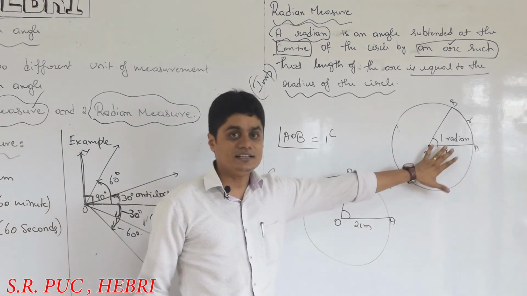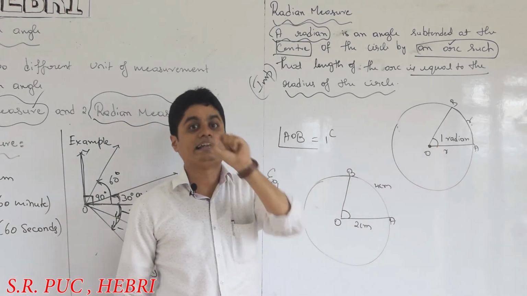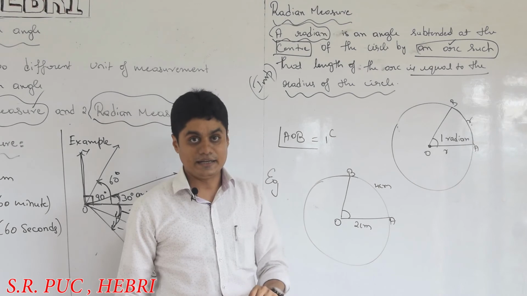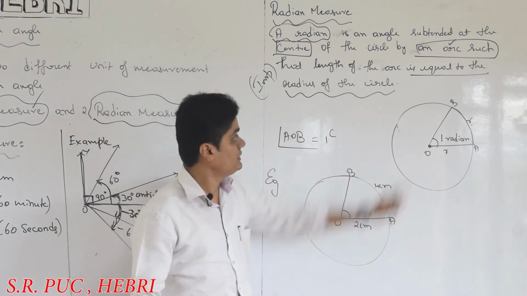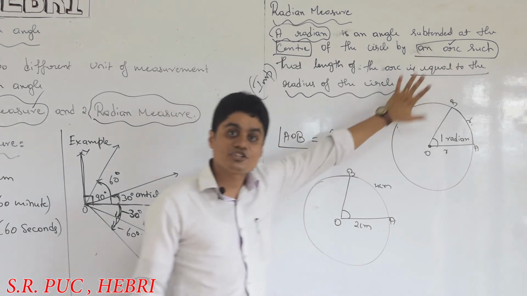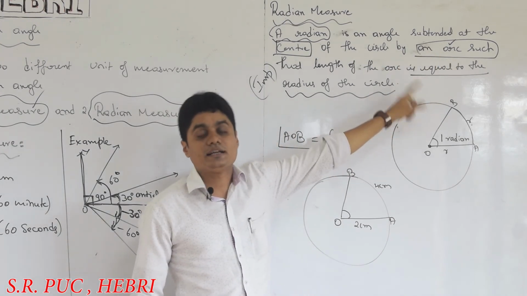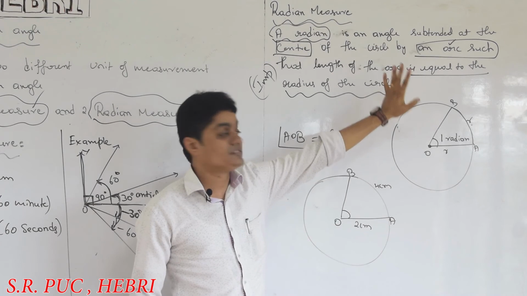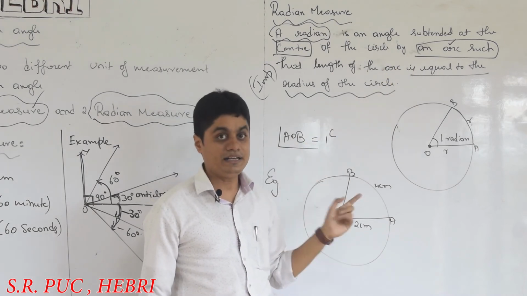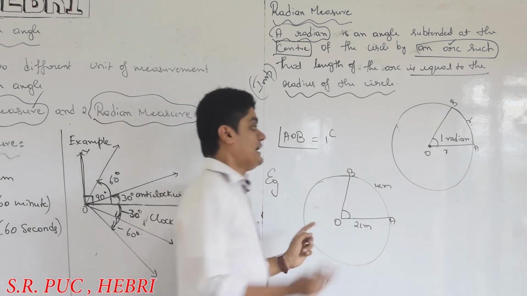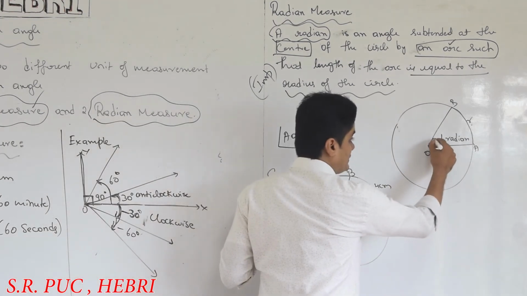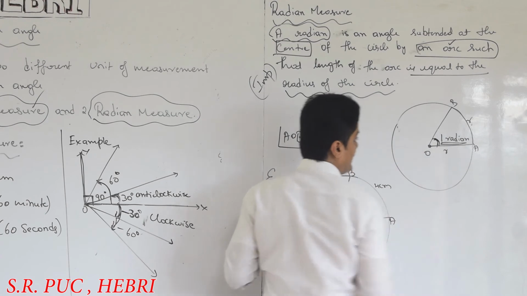So what is 1 radian? A radian, or single radian, is an angle subtended at the center of the circle by an arc, under the condition that the length of the arc is equal to the radius of the circle. I'll repeat: length of the arc is equal to the radius of the circle. Then the angle formed at the center is called 1 radian.